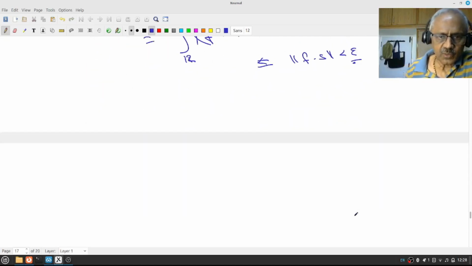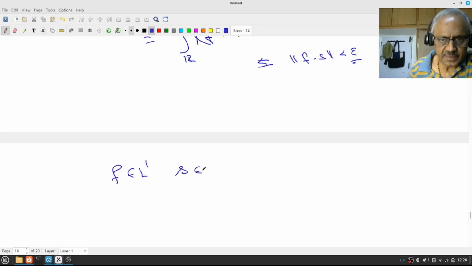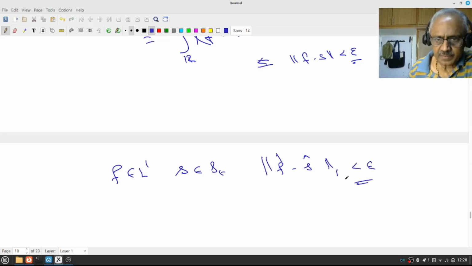So, what have we shown? If f is in L1 and s is its step function, then f hat minus s hat in sup norm is less than epsilon.